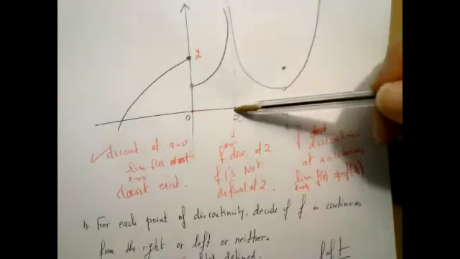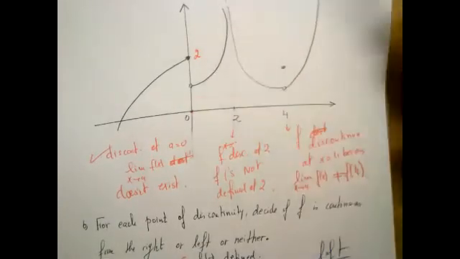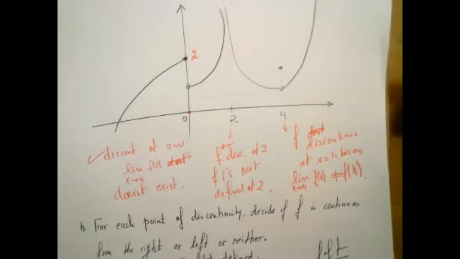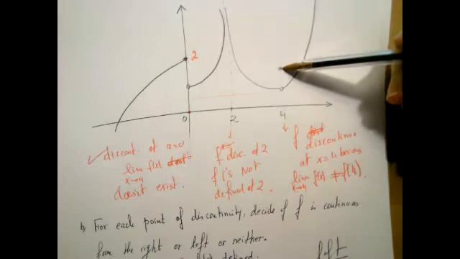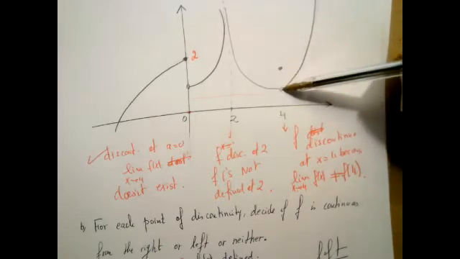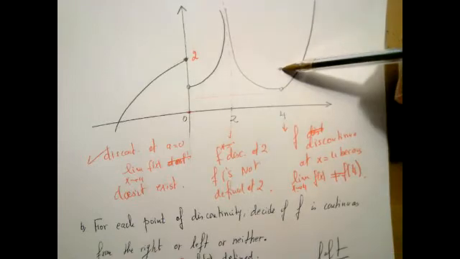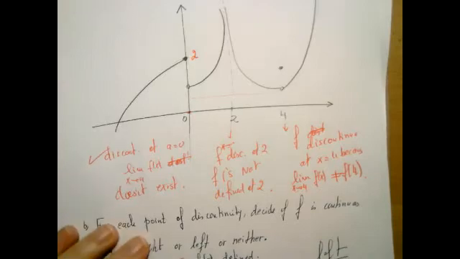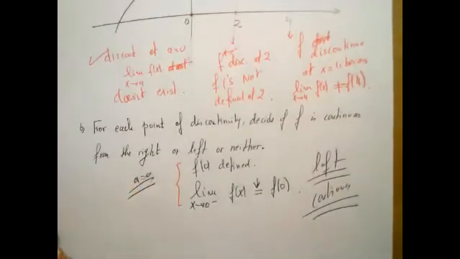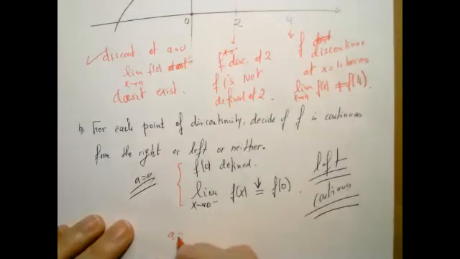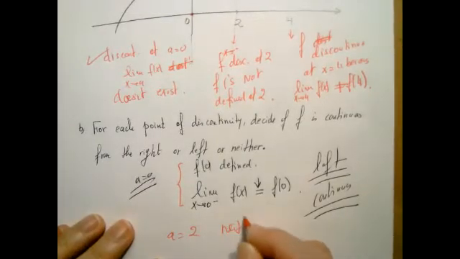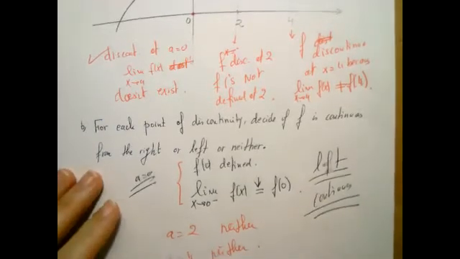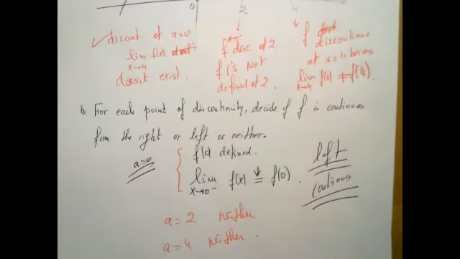Now a equal to 2, neither. At 2, the function is not defined. We're done. We move on. We don't even think about anything else when the function is not defined. At 4, the function is defined, but neither the left limit nor the right limit coincides with the value. So this is a function which is not left continuous and not right continuous, end of the problem. So a equal to 2 is neither. A equal to 4 is neither. Neither one is continuous. Okay.